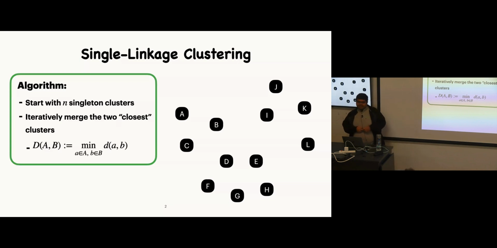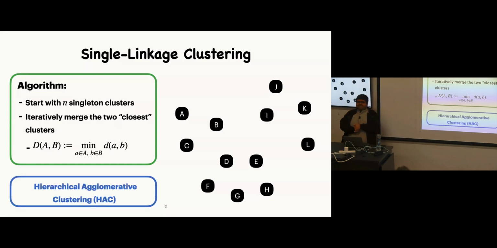For single linkage clustering, how do you define the distance between two clusters? It's basically defined as the minimum distance between any pair of points from the two clusters. In particular, single linkage clustering falls under this umbrella of more generic greedy heuristics for clustering called hierarchical agglomerative clustering, also commonly known as HAC. Typically the different variants of HAC differ in how you define this distance measure, or the linkage criterion between two clusters. For this talk, we'll be just focusing on single linkage clustering.